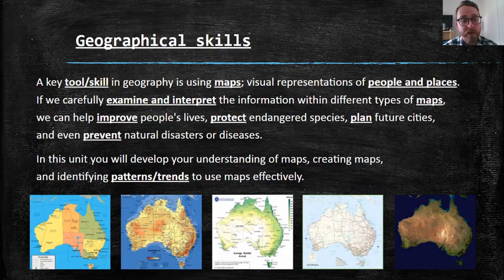If we carefully examine and interpret the information within different types of maps, we can help improve people's lives, protect endangered species, plan future cities, and even prevent natural disasters or diseases. So the bushfires, coronavirus response, all that's been addressed by looking at different maps, looking at geographical data, and then responding to it. In this unit, you will develop your understanding of maps, creating maps, so you get to make some of your own, and identifying patterns and trends to use those maps effectively.